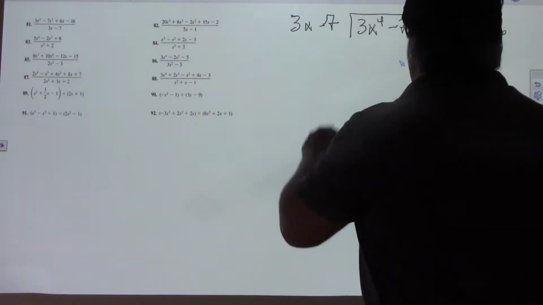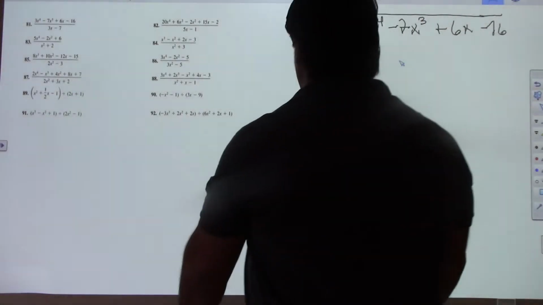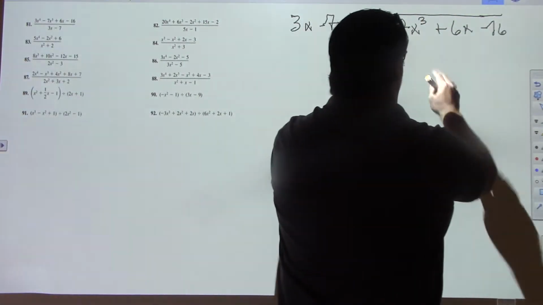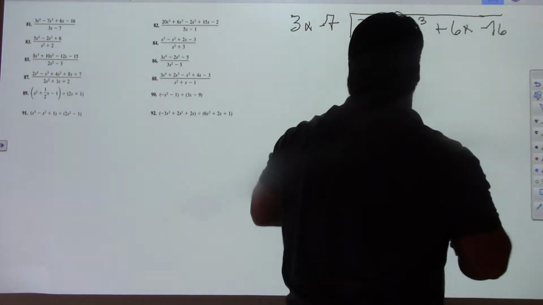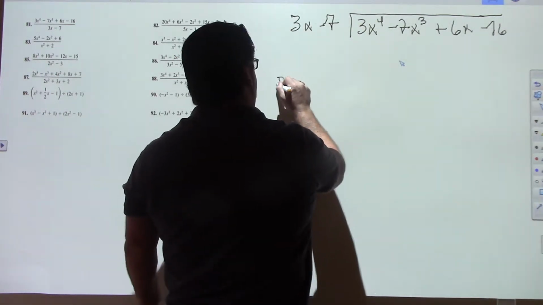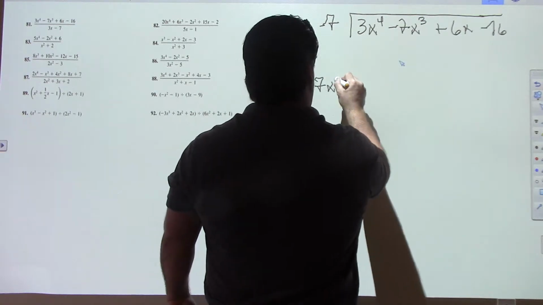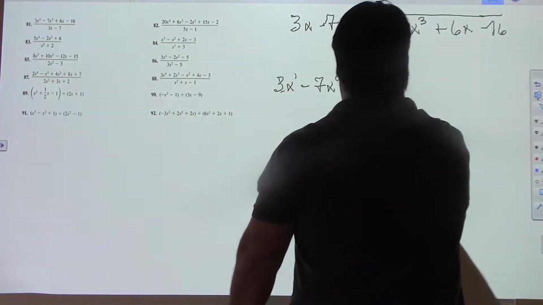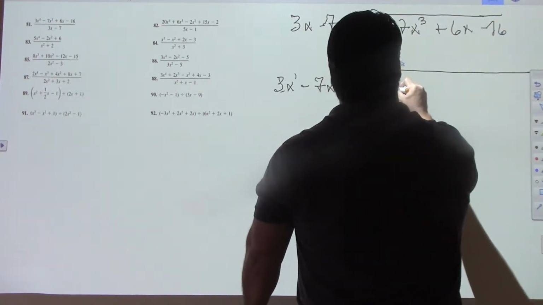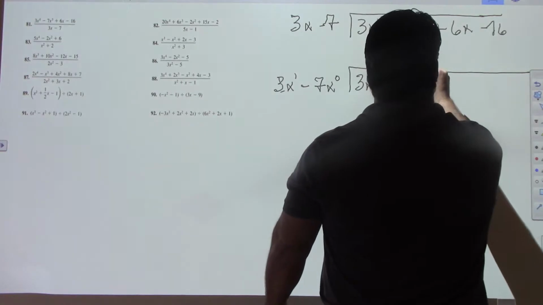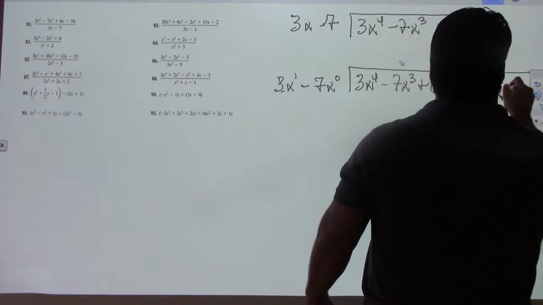Now, if you have no earthly idea how to do long division, the first thing you do is make sure each term has a constant or a coefficient and a variable. So 3x to the first minus 7x to the 0, 3x to the fourth minus 7x to the third plus 6x to the first minus 16x to the 0.